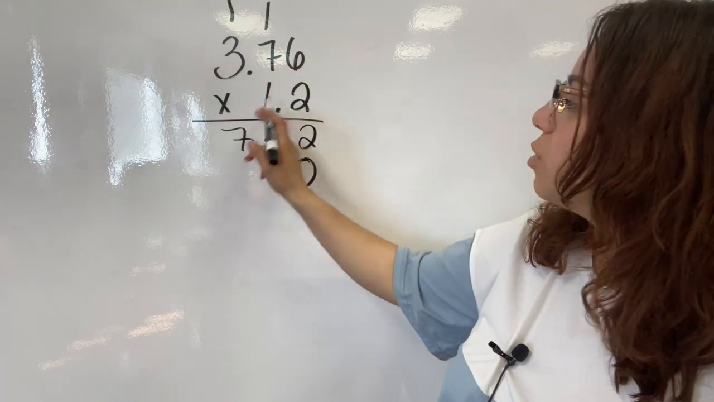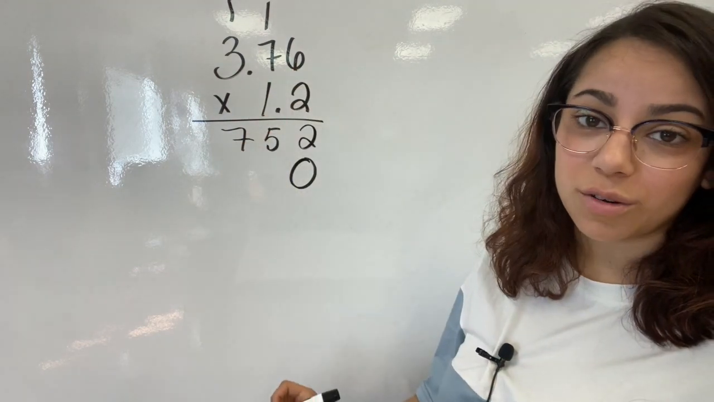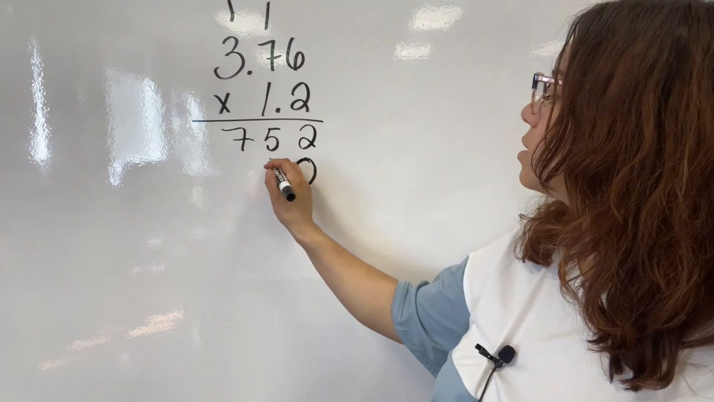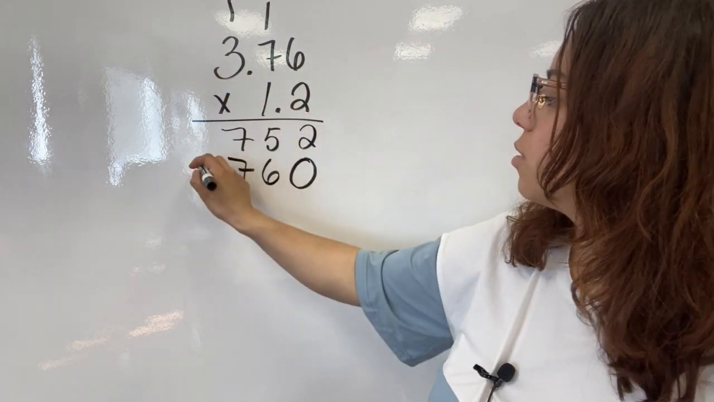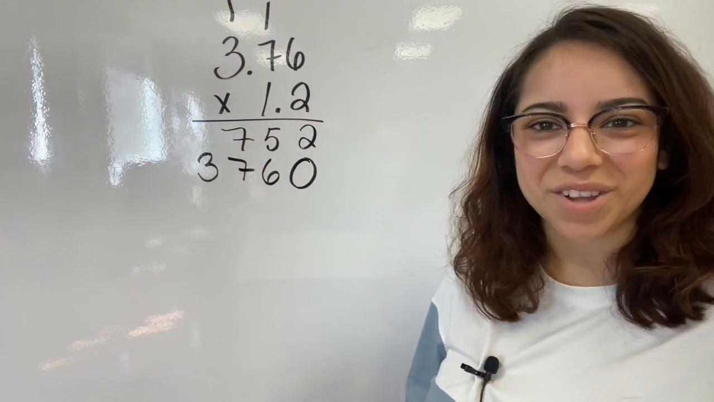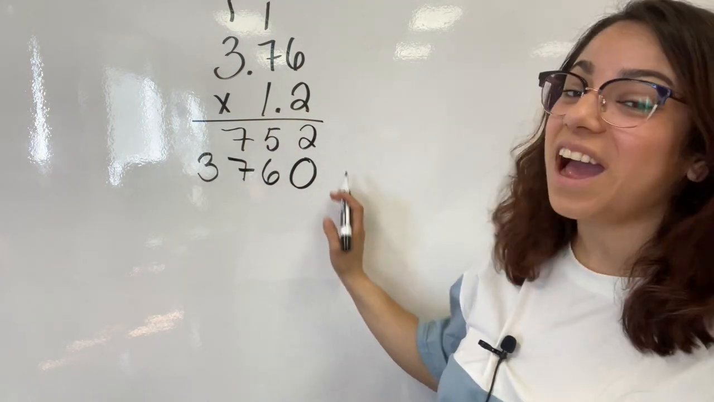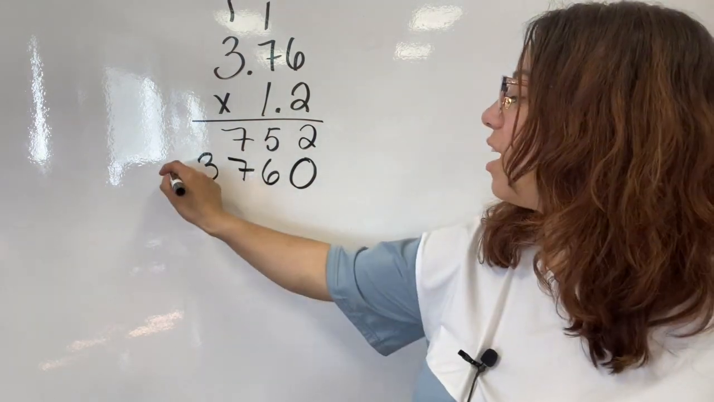So now we can just multiply normally. 1 times 6 gives us 6. Awesome. There we go. Now, the last step is that we're going to add.